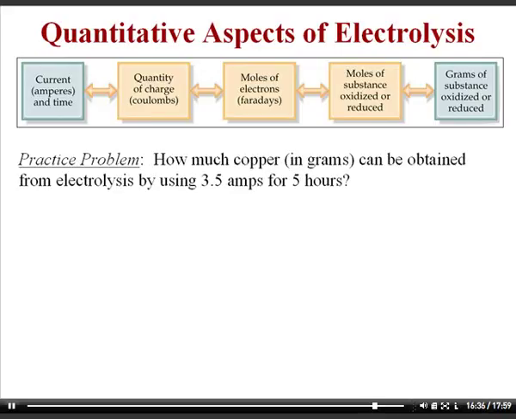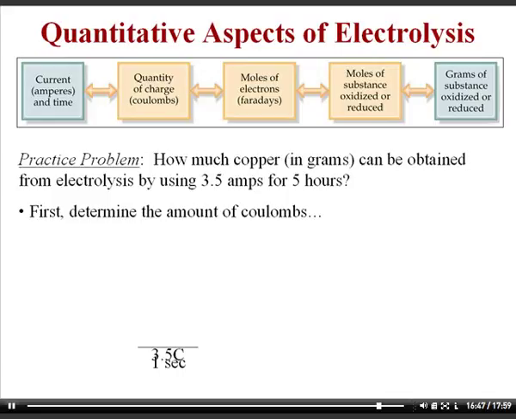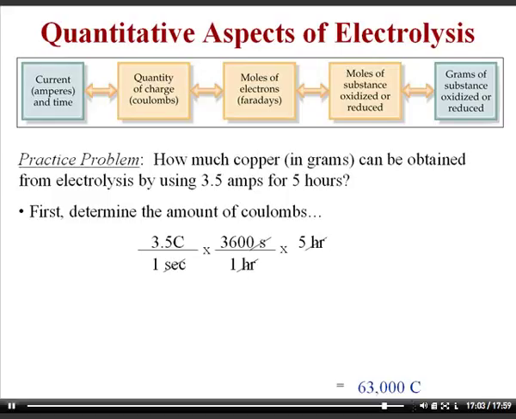So we want to know how much copper in grams is going to be obtained from electrolysis by using 3.5 amps for 5 hours. The first thing we need to do is figure out how many coulombs we're using. So we're going to use the 3.5 amps, which is the same thing as 3.5 coulombs per second, and multiply it by the number of seconds there are in 5 hours. Using some conversion factors, you can calculate how many coulombs of electrons you're using. So it's 63,000 coulombs of electrons.